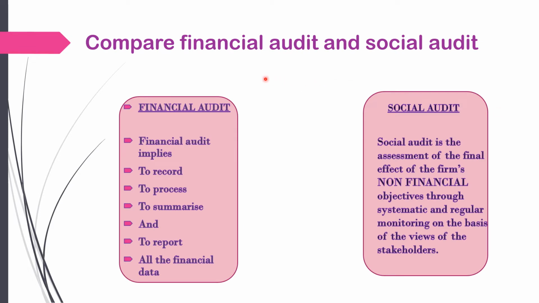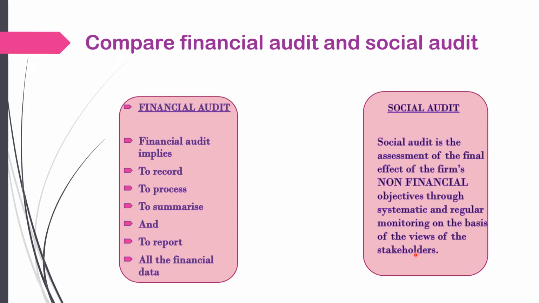Now let us compare the terms social audit and financial audit. Financial audit implies to record, to process, to summarize and to report what? All the financial data. So all this is done, the statements are made, the processing is done, summarization of the reports is done of everything related to the financial data. But social audit is the assessment of the final effect of the firm's non-financial objectives. Other than finance, other than money, revenue objectives, what have you done? So that is assessed in social audit through systematic and regular monitoring on the basis of the view of stakeholders.